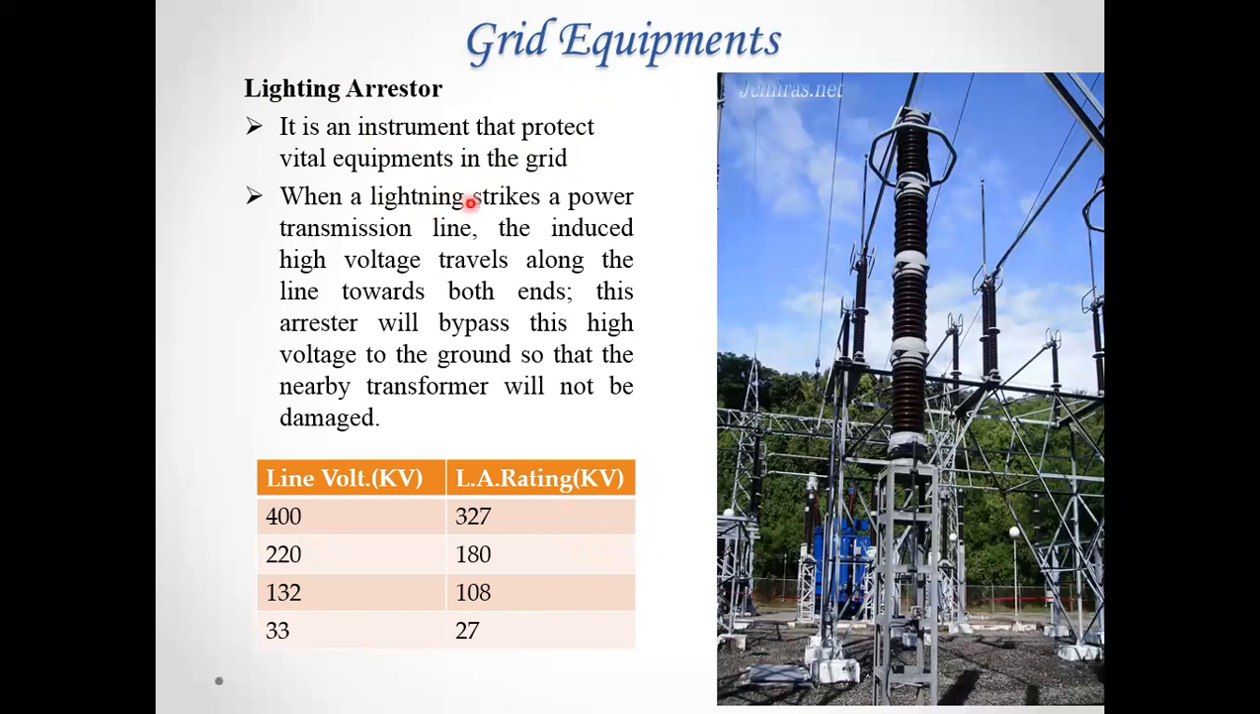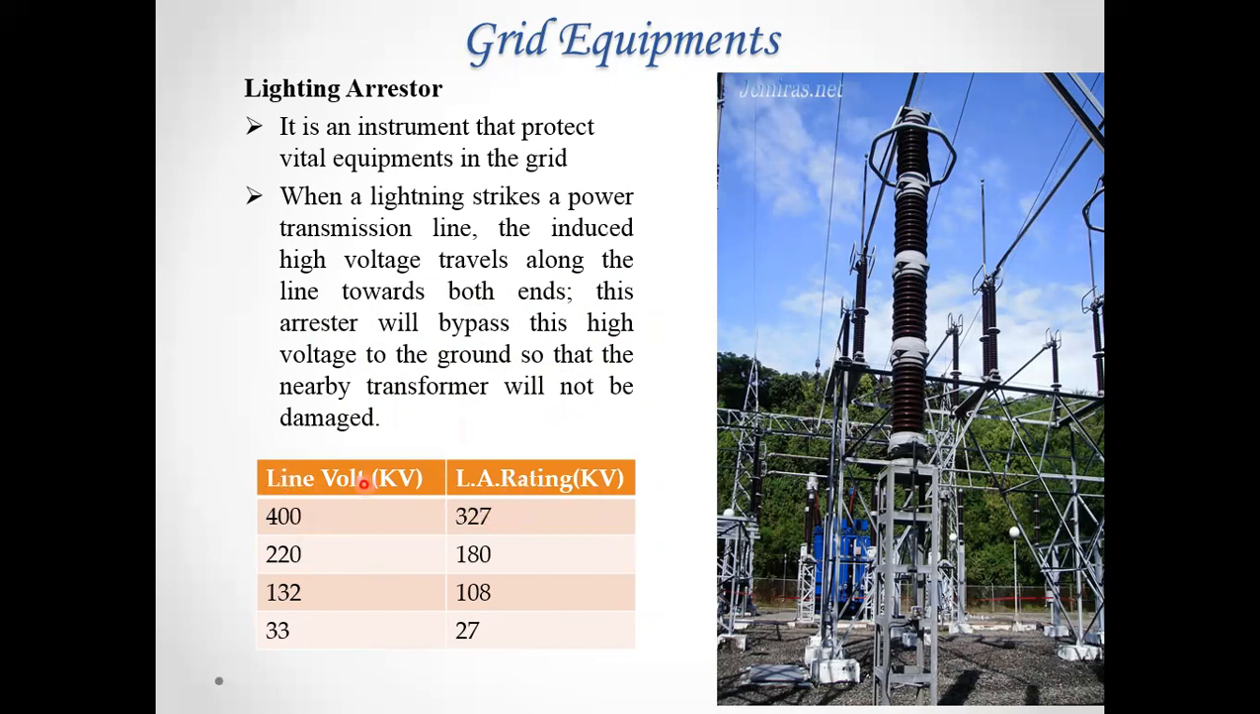When lightning strikes a power transmission line, the induced high voltage travels along the line towards both ends. This arrestor will bypass this high voltage to the ground, so that the nearby transformer will not be damaged. So whenever lightning is there, that high voltage is sent to the ground by using this lightning arrestor.